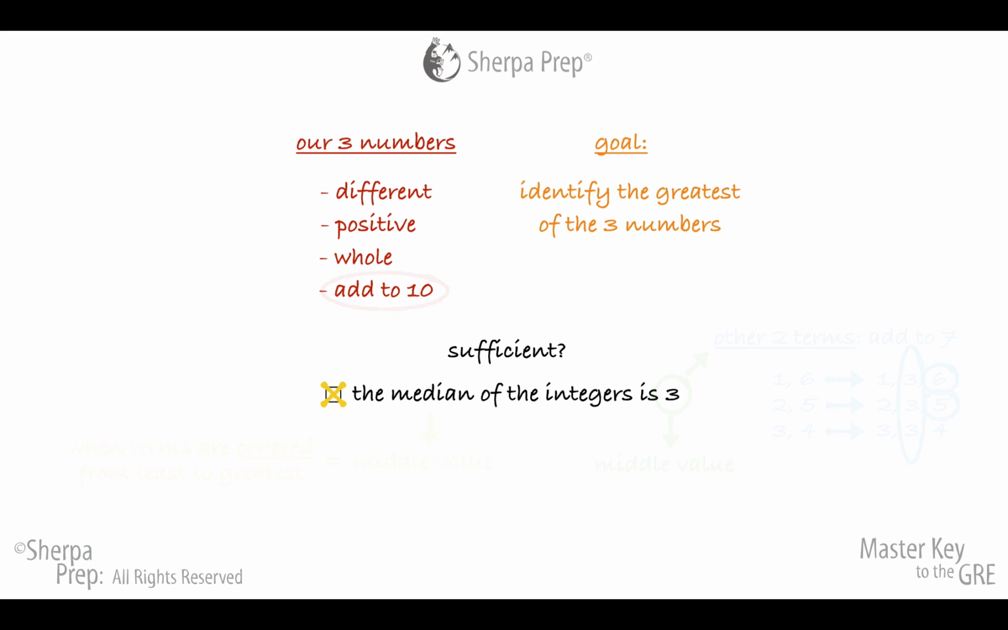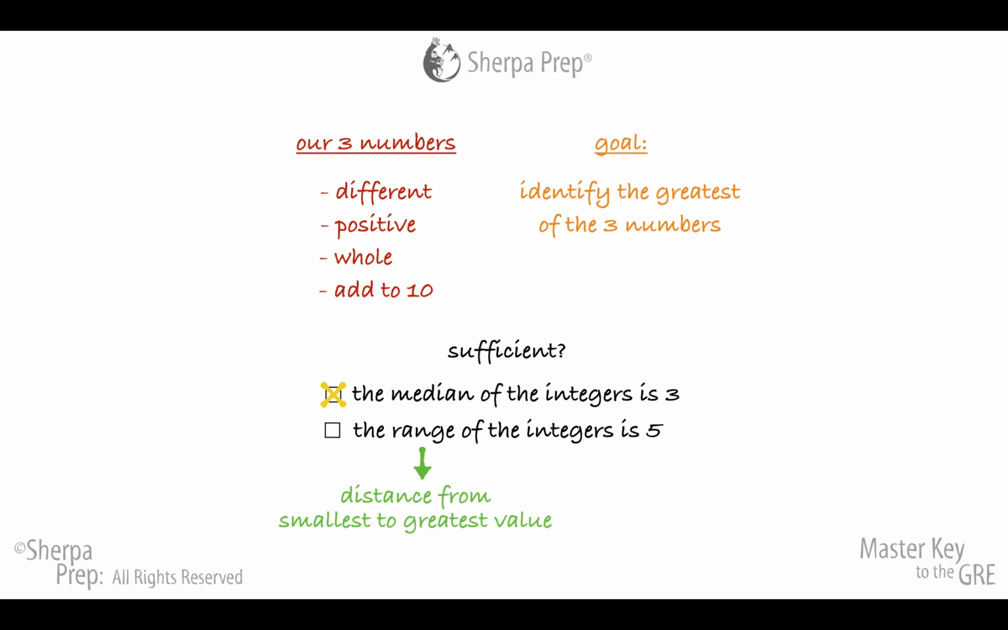The second statement tells us that the range of the integers in the list is 5. Remember, range is simply the distance between the smallest value in your set and the greatest value in your set. So if we have a range of 5, if the smallest value in the set were 1, the biggest value would have to be 6. Likewise, if the smallest value were 2, the largest value would have to be 7. If the smallest value were 3, the largest value would have to be 8.